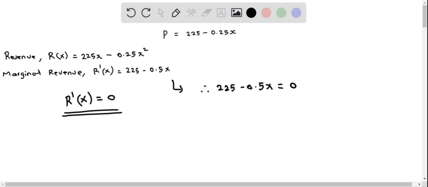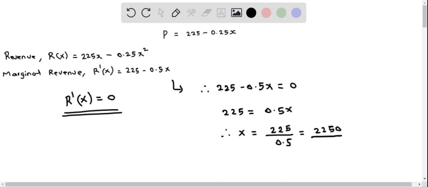And we can add 0.5x on both sides. So we get 225 equals 0.5x. Dividing both sides by 0.5 and solving for x, we get 225 divided by 0.5. And so this equals 2250 divided by 5. So this equals 450. So this is the production level at which the revenue is maximum.